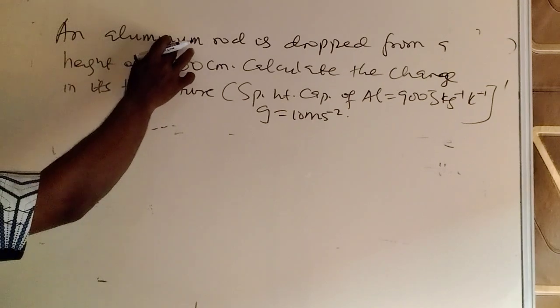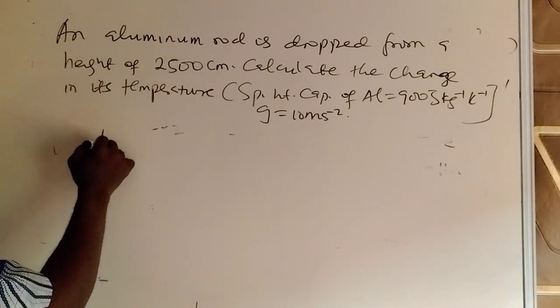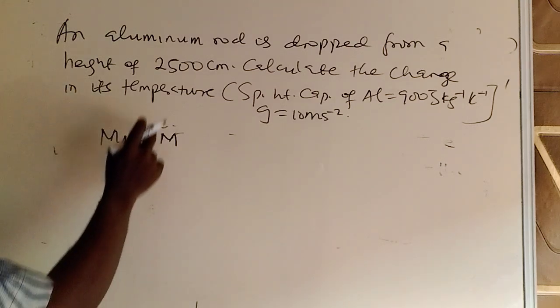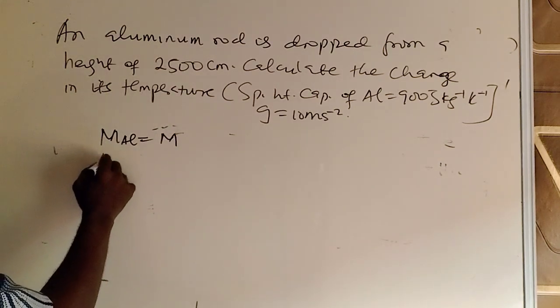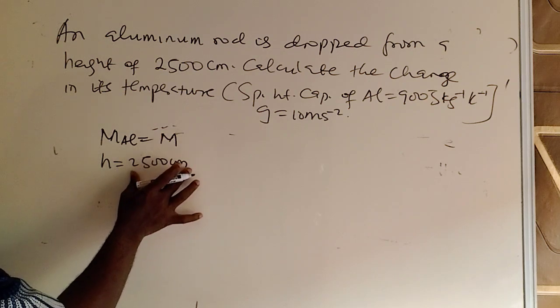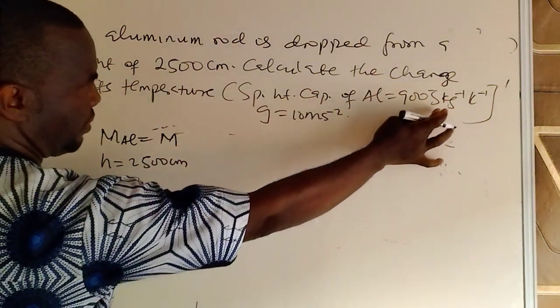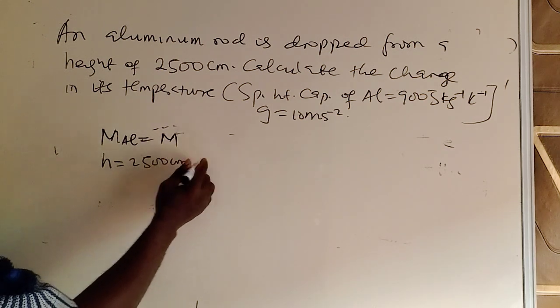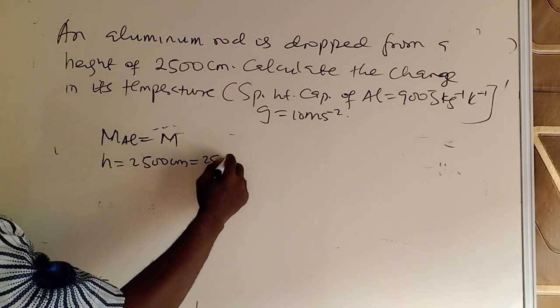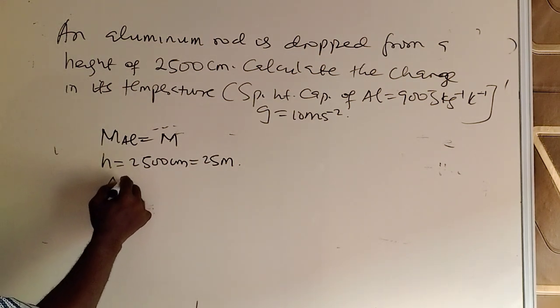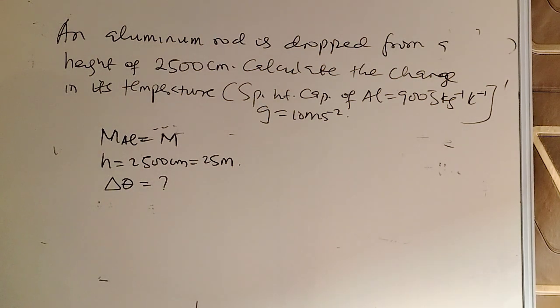So let's go to the question once more. We don't know the mass of the aluminium rod, so we can say the mass is m. The height from which it was dropped is 2500 cm. Since all these values are in standard SI units, I have to convert this one to SI unit. The SI unit of height or distance is meters, so divide by 100. That gives you 25 meters.